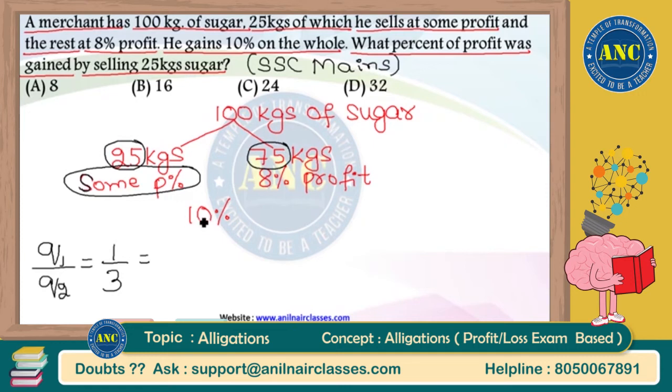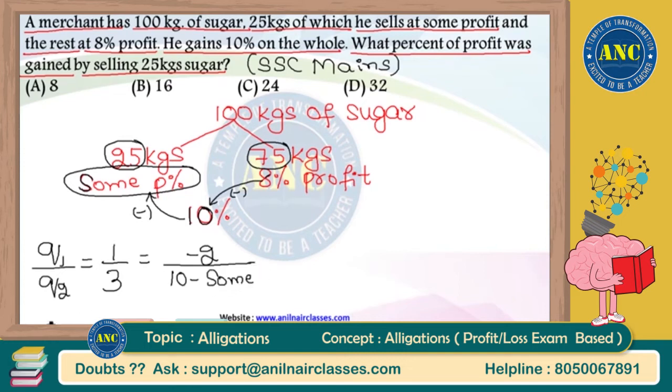Let me keep it as some unknown variable. This is 8 and the resultant is 10. Can I say that if I apply alligations, the numerator will be 8 minus 10, which is nothing but minus 2. 10 minus something should be the denominator. I don't know what that something is.